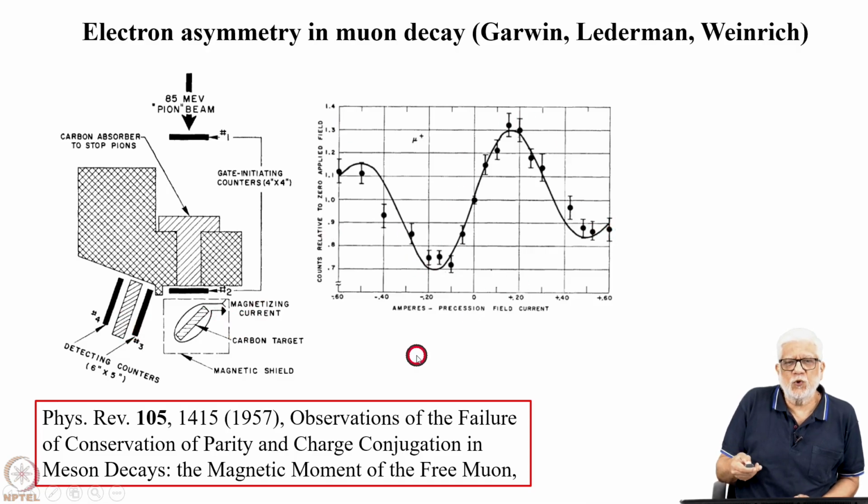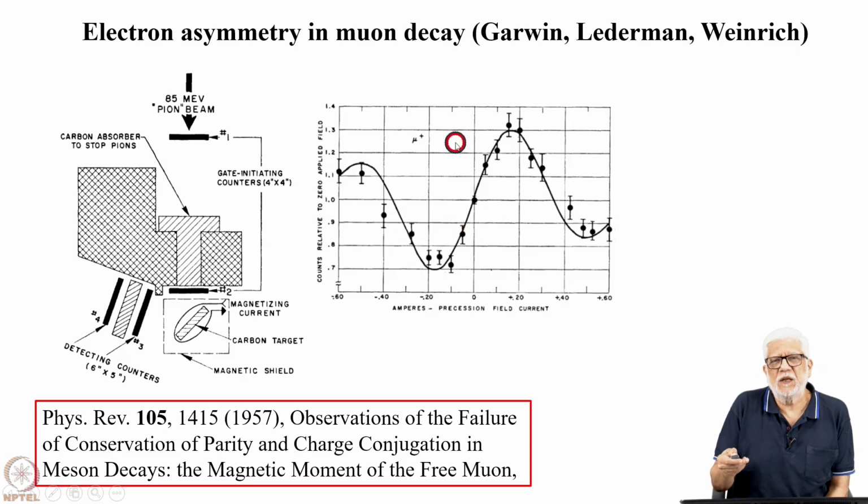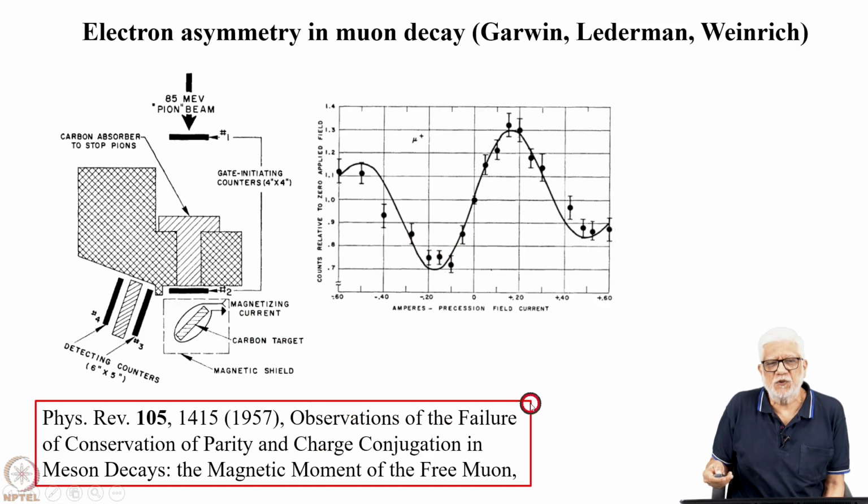Okay. You can of course in principle do this experiment also in time, and if you have a detector at a fixed angle and you have a fixed magnetic field, in time this count rate will change, and either way you can get a measure of the magnetic moment of the muon, and this is precisely what they did. But more importantly, the fact that you have an asymmetry at all means that parity is violated. So, this was the paper, the title: Observations of the failure of conservation of parity and charge conjugation in meson decays, the magnetic moment of the free muon.